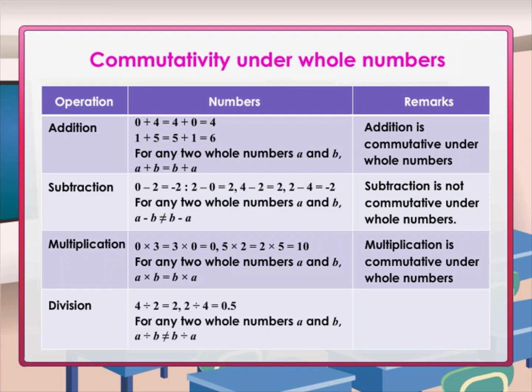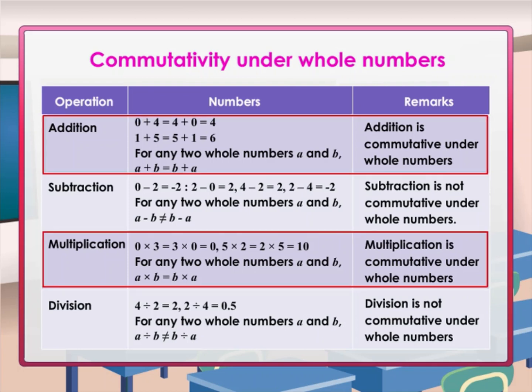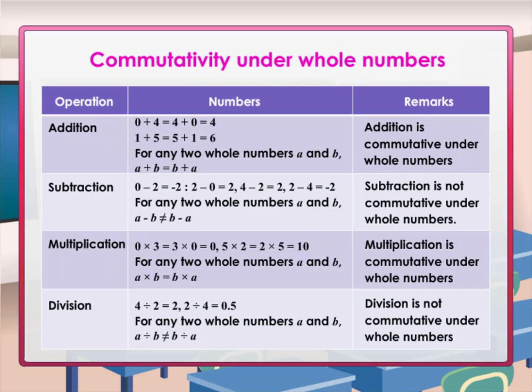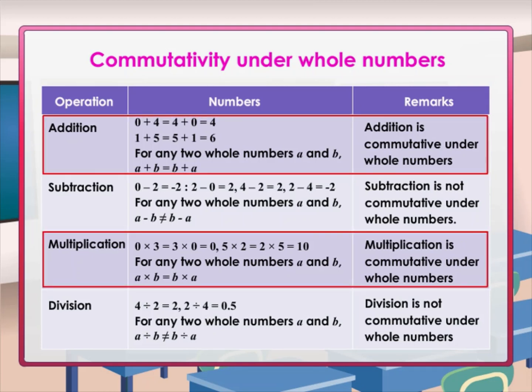The last operation is division. Here we divide two whole numbers, say 4 divided by 2 is equal to 2. But 2 divided by 4 is equal to 0.5. So for any two whole numbers a and b, a divided by b is not equal to b divided by a. Division is not commutative under whole numbers. From this table we learnt commutative under addition and multiplication, but not under subtraction and division.